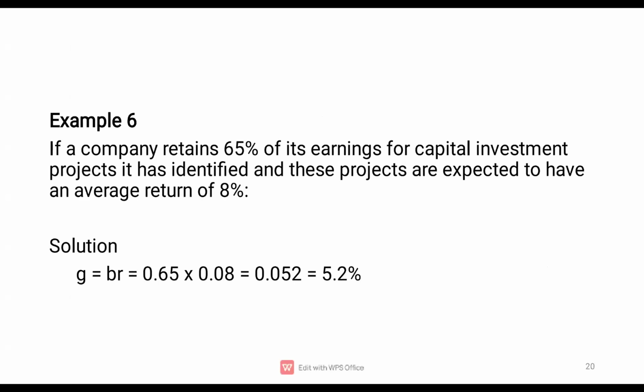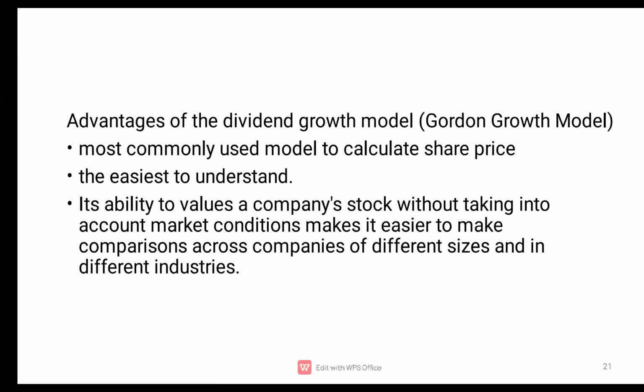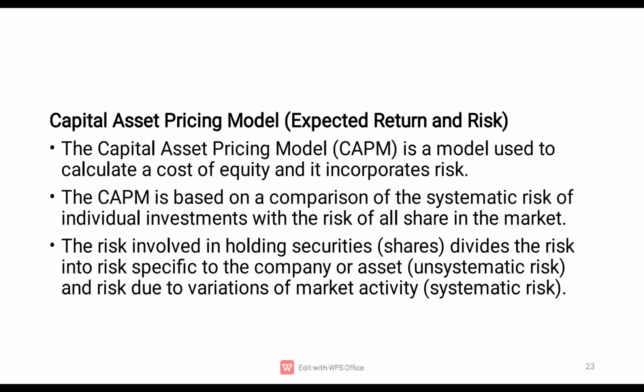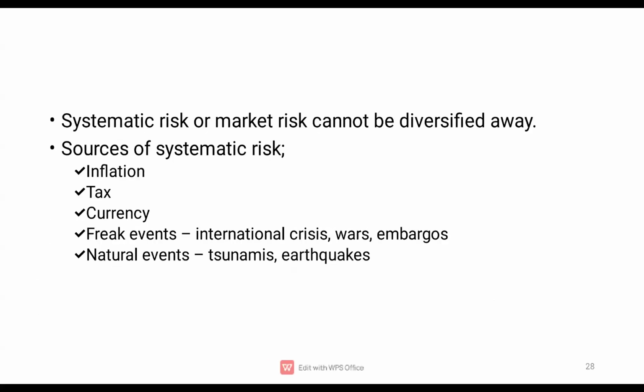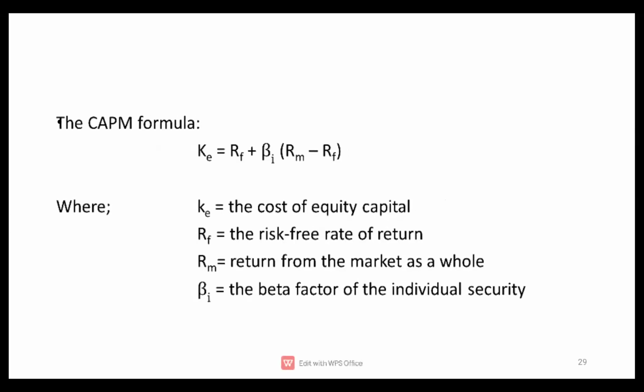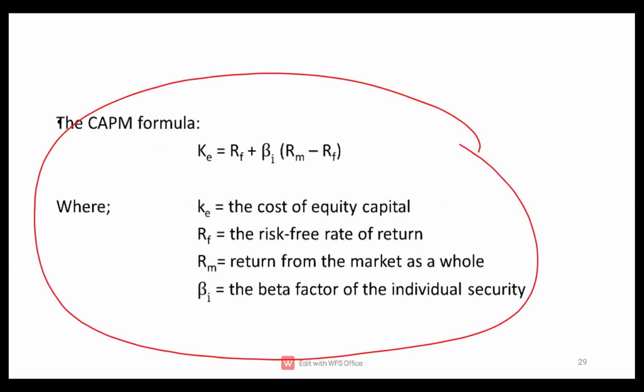Then it is very important that I explain to you another model, which is called the capital asset pricing model. The capital asset pricing model is another model. This is the last model actually used to find the cost of equity. Now, the capital asset pricing model basically measures risk as well, and the formula is given as follows.